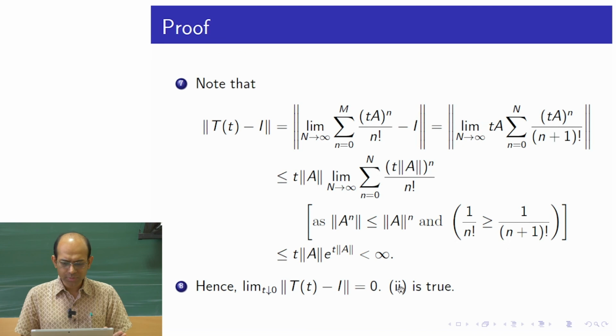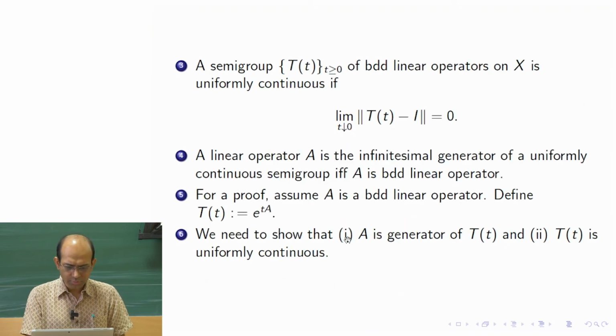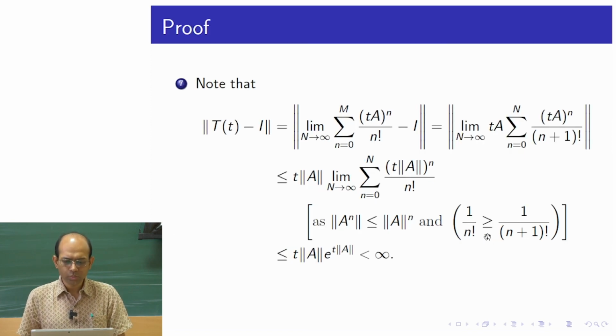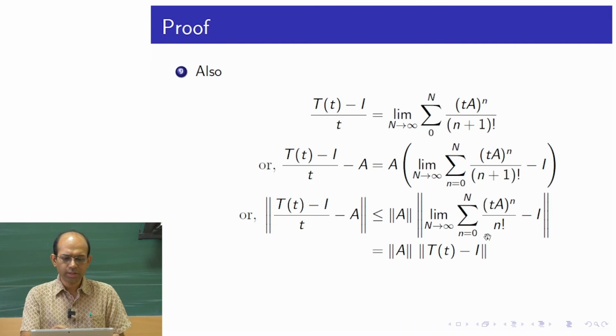Now we look at the first condition, that A is the generator of Tt. That we need to check here. So we take Tt minus identity divided by small t, and we take the limit. Here we take the full expression of Tt, that is e to the power of these things, and write it in the full form, limit n tends to infinity of this thing. We have done that in the earlier slide in exactly the same manner. So we get this expression.